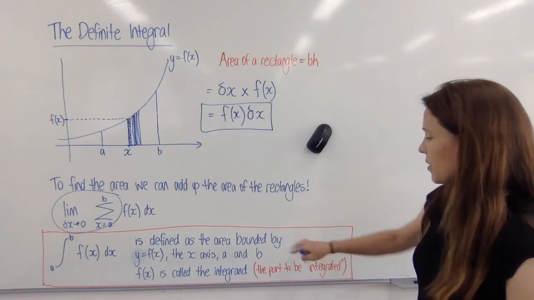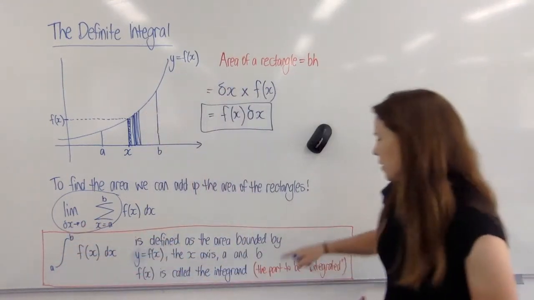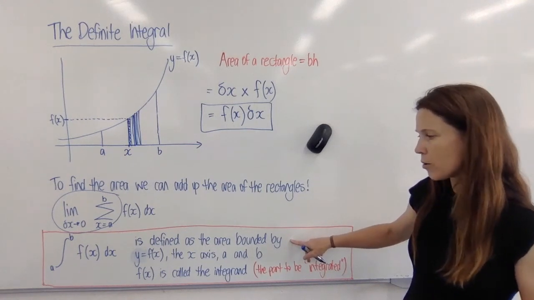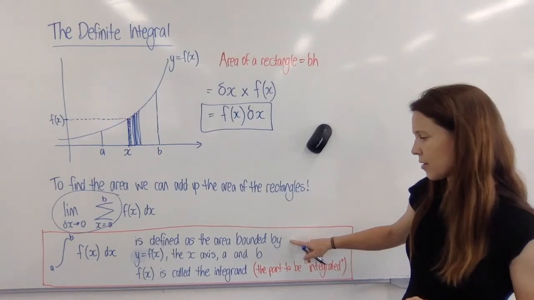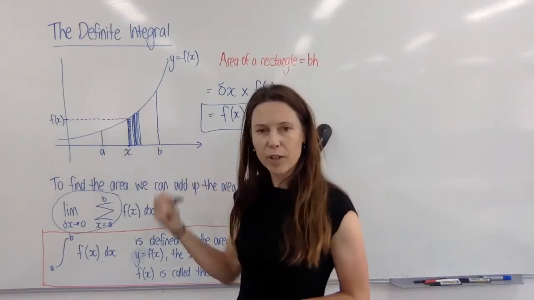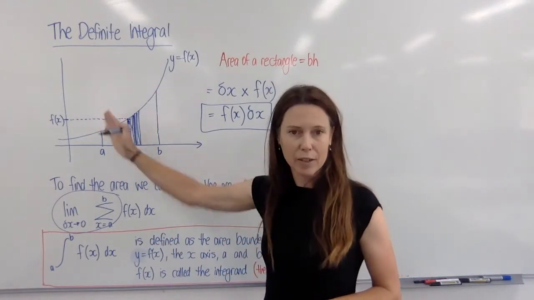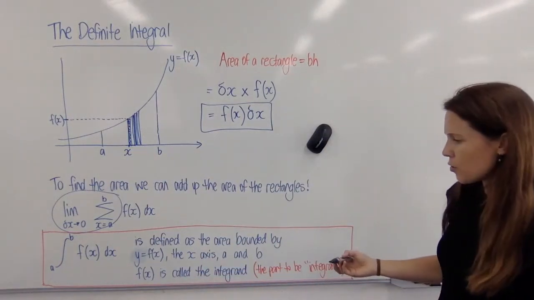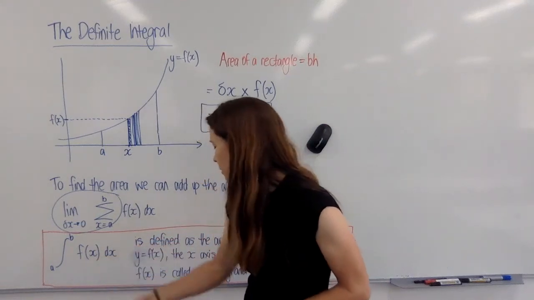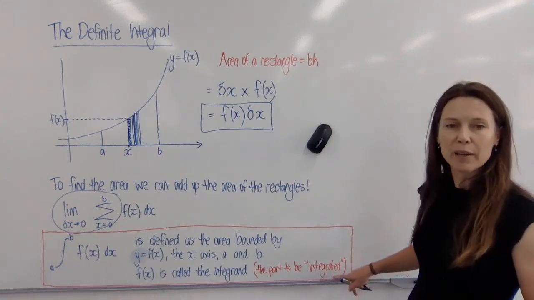This gives us an actual definition for what this formula means. It is defined as the area bounded by y equals f of x, the x-axis, A, and B, where A and B are these vertical lines, where x equals A and x equals B meet the function itself. There's another new word I can introduce you to: f of x, or whatever is written in here, is called the integrand, because that's the part that's going to be integrated.